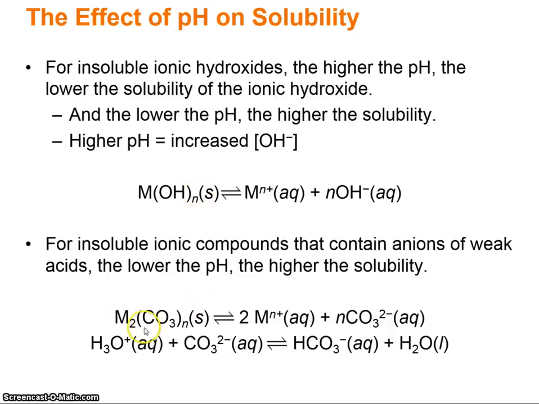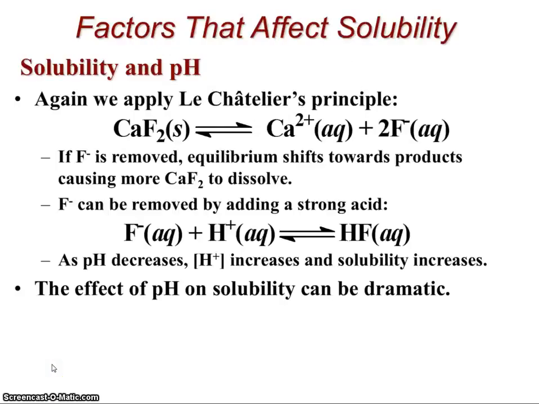So I've got something like M carbonate, which is going to dissociate into M and N CO3 2 minuses. Well, this carbonate can react with H plus to form HCO3. So it's going to remove this product, and it's going to form HCO3 and water. Again, that's just Le Chatelier's principle at work. So if I've got calcium fluoride dissociating to calcium 2+ and 2 F minuses, if I can remove some of this F minus, the equilibrium is going to shift towards the product, causing more calcium fluoride to dissolve.